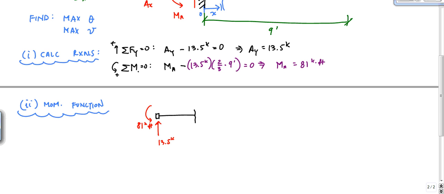Internally, for my moment function, I'm going to draw a moment here, which I know is going to be a function of x, which is a cut over here at x. I also have a shear here, but I don't need that shear function.